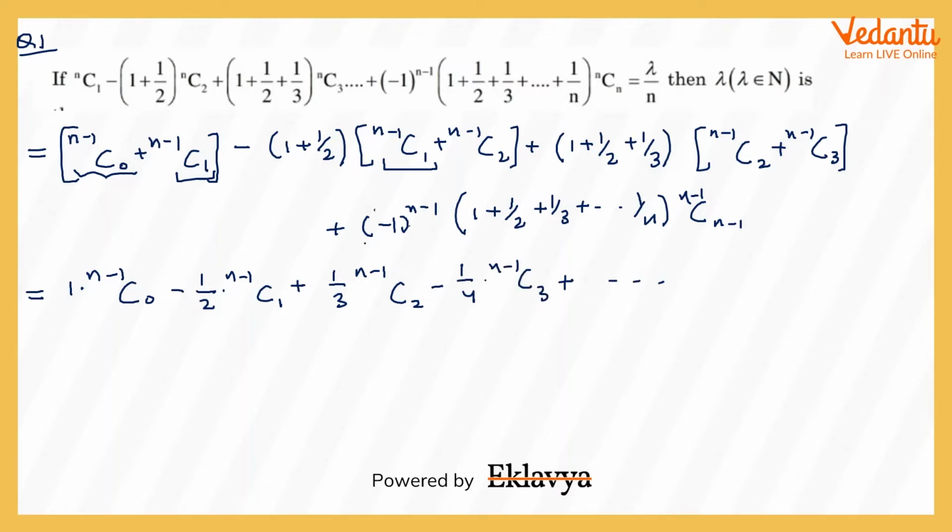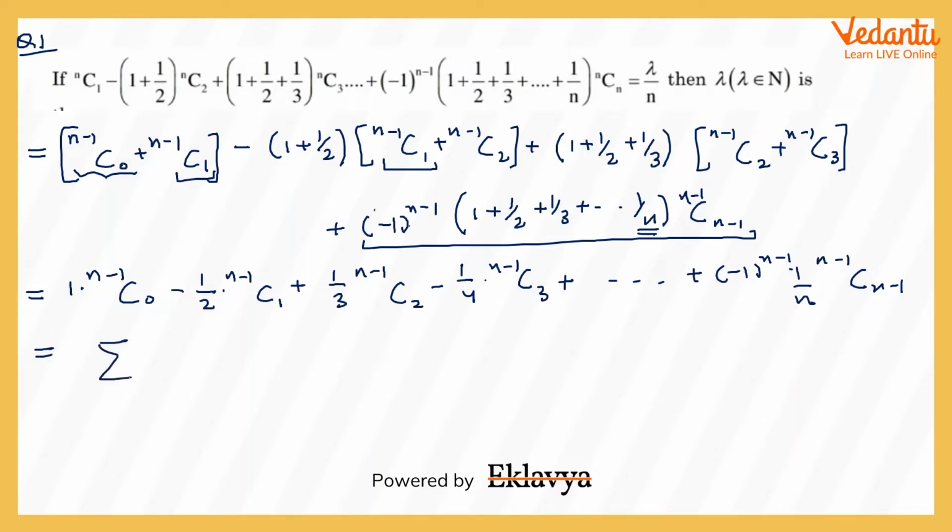In fact, the second last term will also be cancelling all the terms of this bracket except this 1 upon n, and we will be having minus 1 raised to the power n minus 1, n minus 1 c n minus 1, upon 1 by n. So you can check, this becomes actually summation of minus 1 raised to the power r, n minus 1 cr upon, I think, r plus 1, where r is starting from 0 and going till n minus 1.